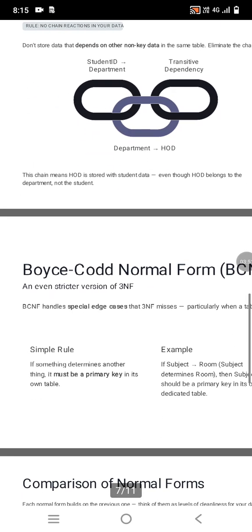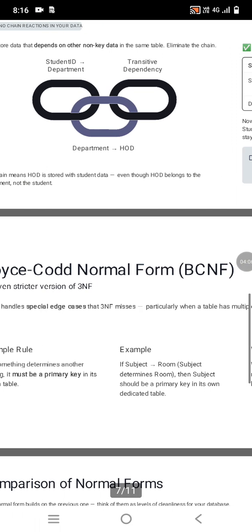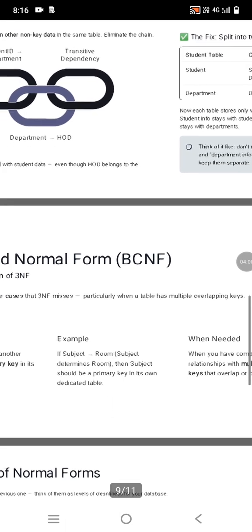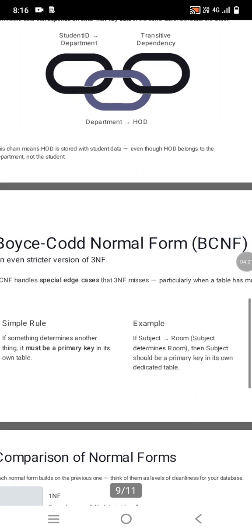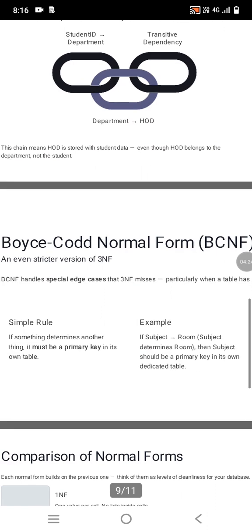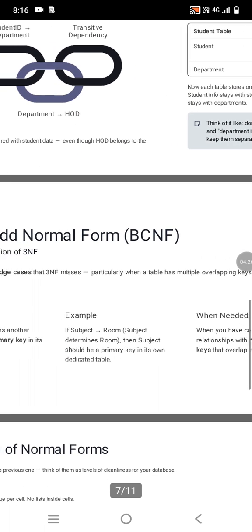Next, BCNF, Boyce-Codd normal form. What is the rule of this form? It handles special cases in 3NF, particularly when a table has multiple overlapping keys. What is the simple rule of Boyce-Codd? If something determines another thing, it must be a primary key in its own table. Example: a room determines the subject, so it gets its own primary key in a new table.